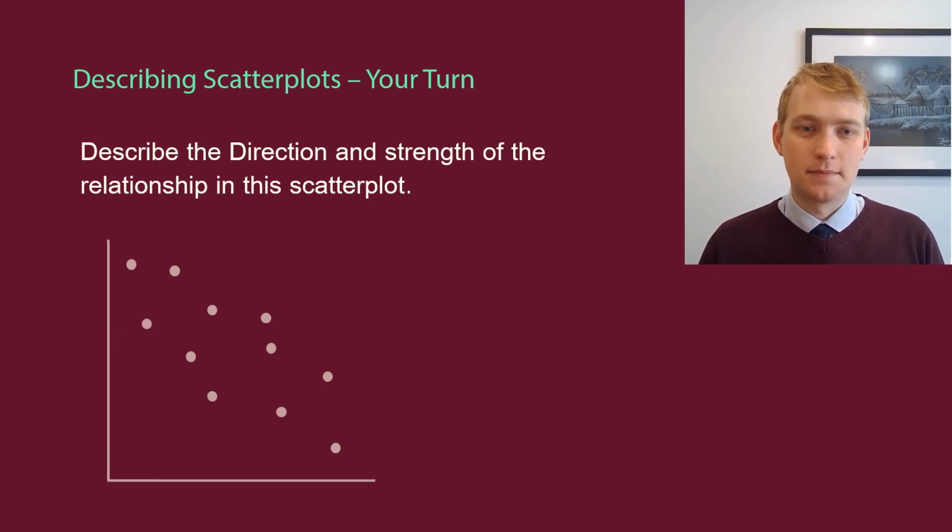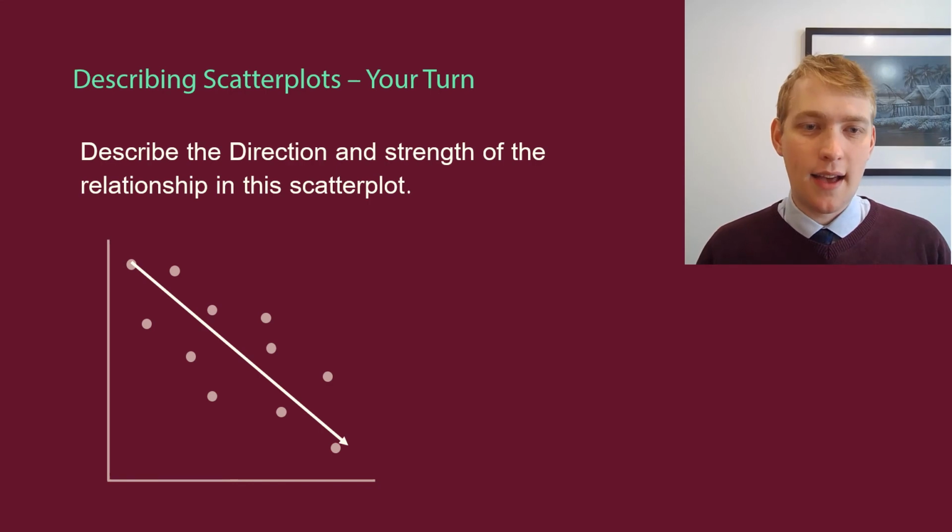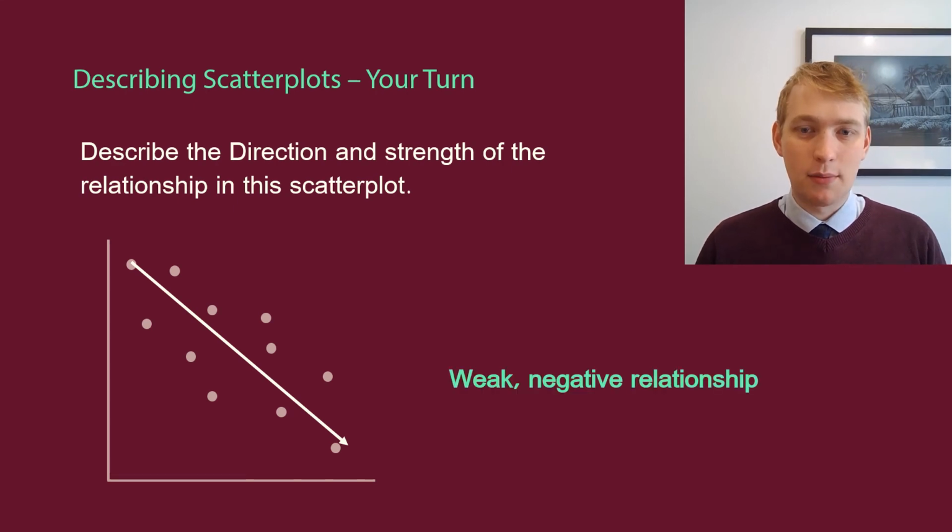Finally, another go. Okay, here we have the line going down over time, so we can see it's decreasing. They're not as strongly connected to each other, so you could probably call it a weak and negative relationship.